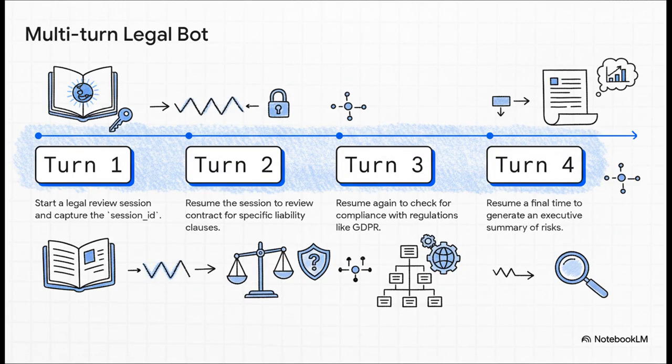This multi-turn legal bot is just a perfect example of stateful automation. In turn 1, you kick off the review and you get a session ID back. Then, in later script calls, could be minutes or even hours later, you use that same ID to resume the conversation. You can ask about liability, then check on compliance, and finally generate a summary, and all the while, the AI remembers the entire context of the document.